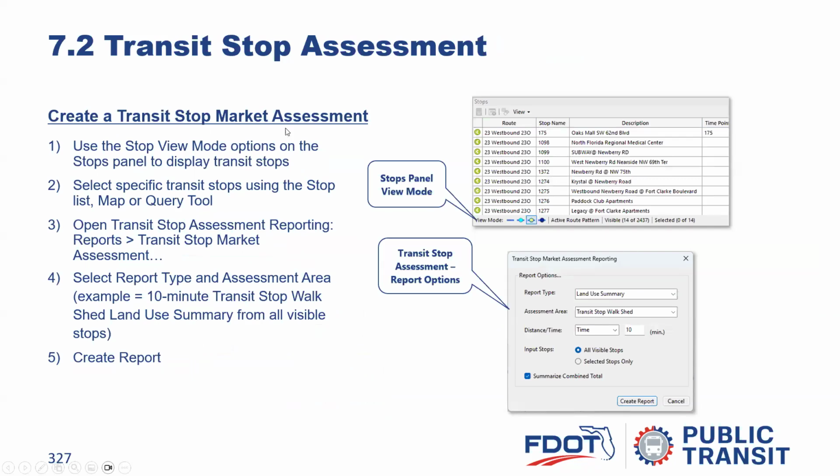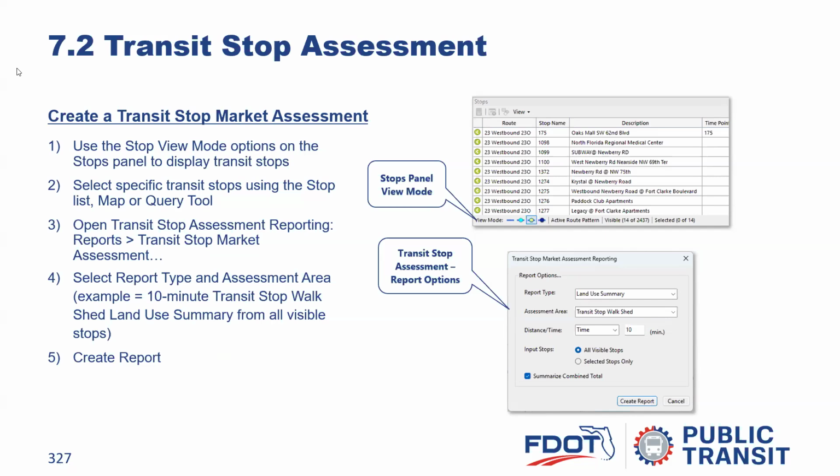Okay, so just creating a transit stop market assessment. Generally, you want to use the stop panel view mode to select just those ones that you would show in the list of stops and in the map, those that would be visible, right? So you notice that it says the input stops.